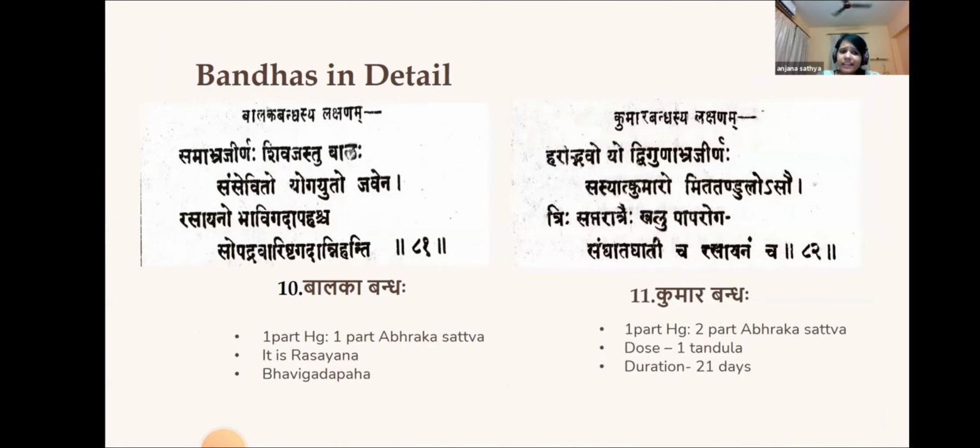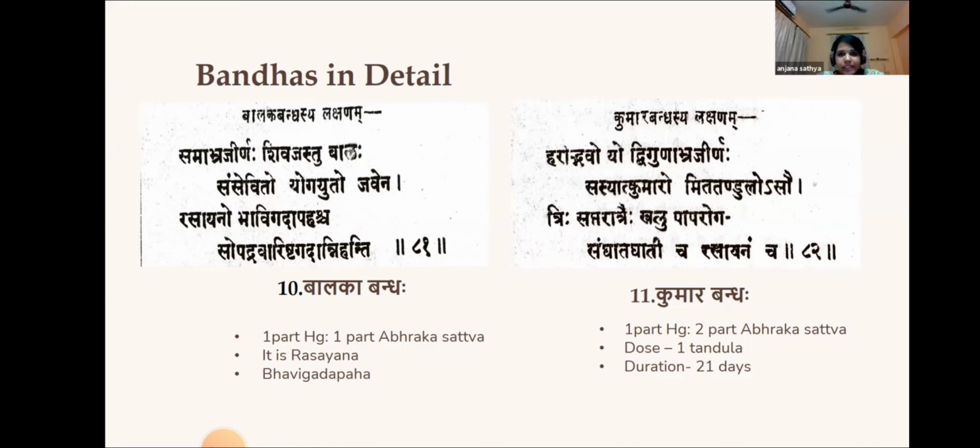Okay. And the next classification is based on the Abharga Sattva added. It is divided into Balaga, Kumara, Taruna, and Vruddha. In Balaga Bandha, if the Abharga Sattva is added equal to the quantity of Parada, it is known as Balaga Bandha, which is used for Rasayana purpose and the diseases with complications and with the Arishta Lakshanas. In that aspect also, Balaga Bandha preparations are administered to the patients. So the mercury and Abharga proportion will be 1:1 in Balaga Bandha.